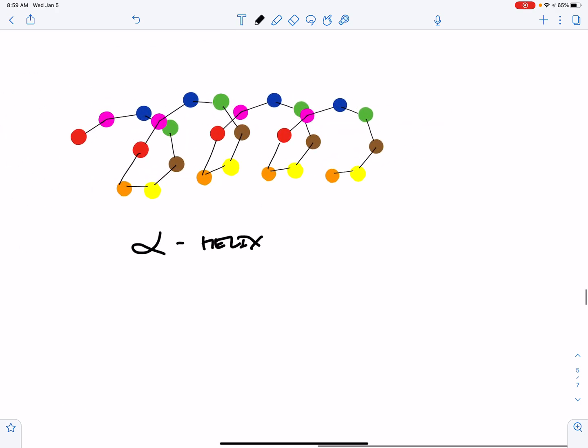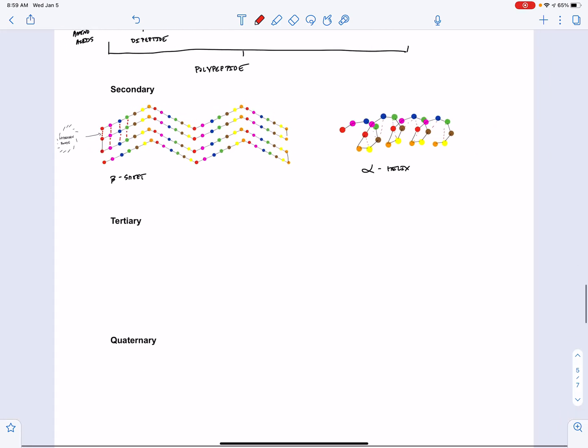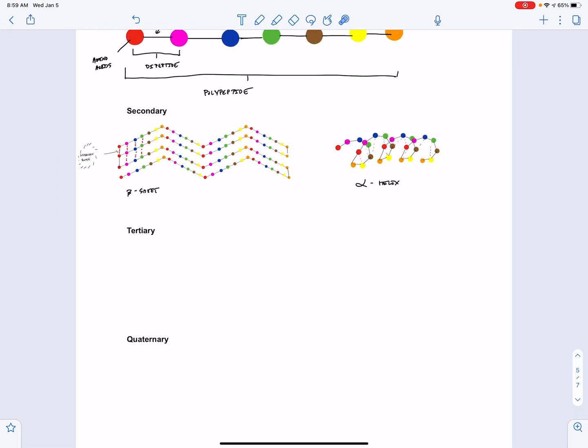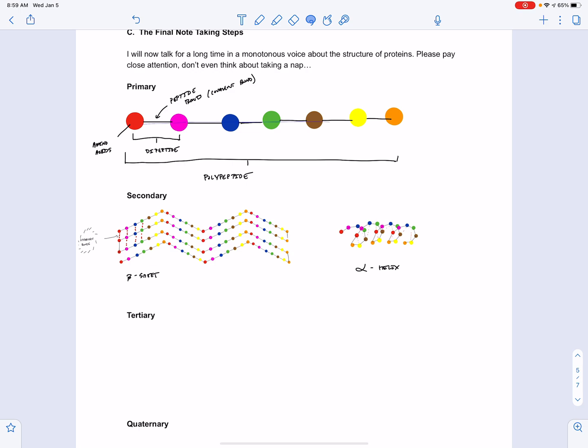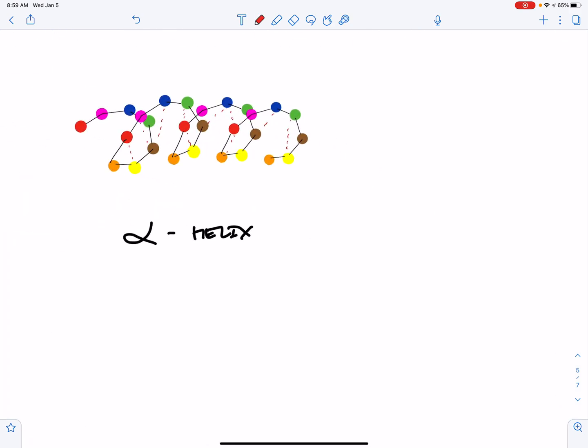And once again, the alpha helix is held together by hydrogen bonding interactions between the different amino acids that form the linear structure. Okay, so this is another example of a secondary structure. So primary structure is held together by covalent peptide bonds. Secondary structures are held together by hydrogen bonds.